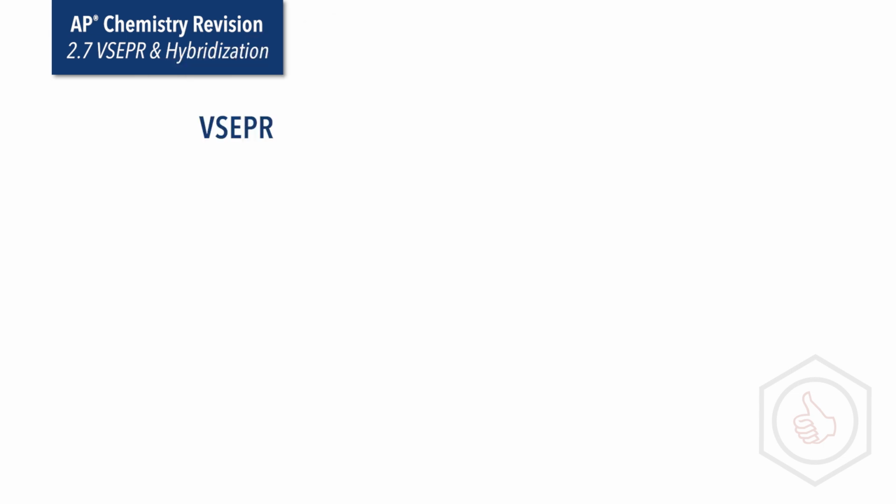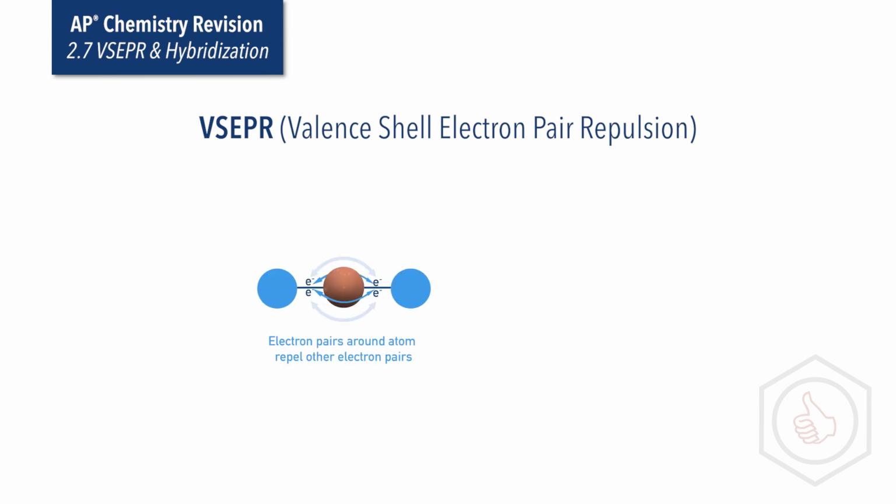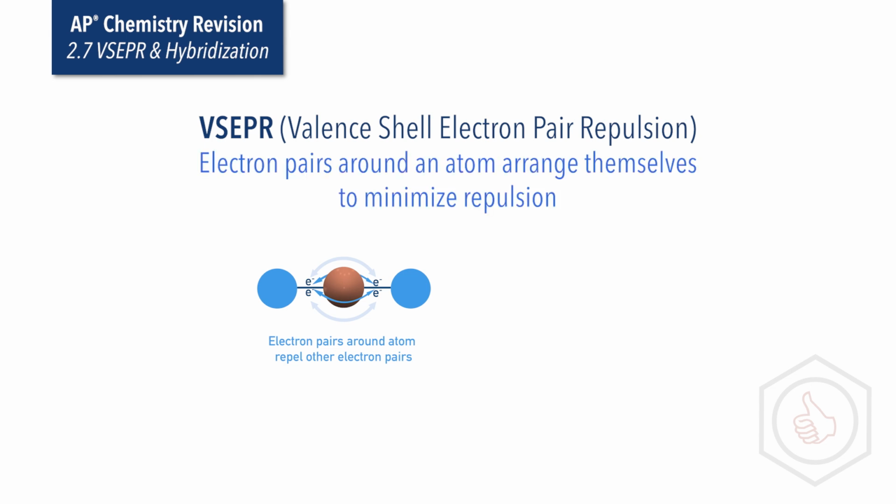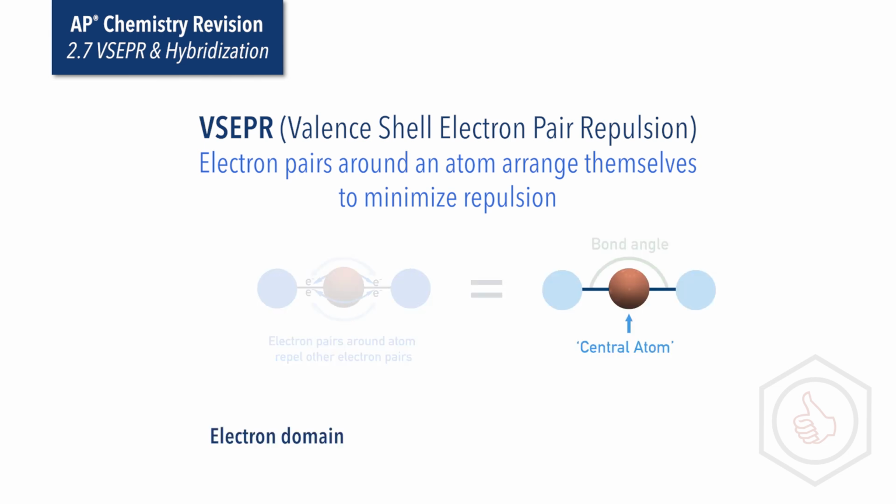VSEPR stands for Valence Shell Electron Pair Repulsion. The core idea is simple. Electron pairs around an atom repel each other, and therefore arrange themselves to be as far apart as possible. This includes both bonding pairs and lone pairs, which together are called electron domains. In order to predict the geometry around a central atom in a molecule, we first of all have to identify how many electron domains surround it.